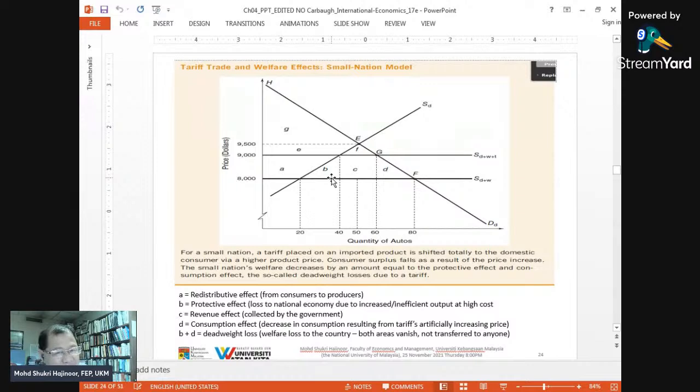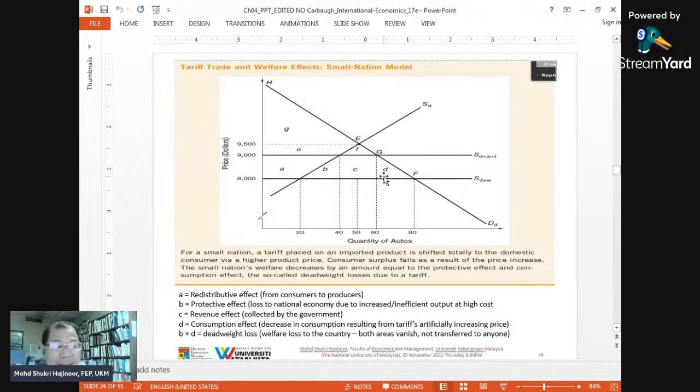You're gonna find out immediately after this. So C is the revenue effect that is collected by the government for the import. Amount of import is 20, from 40 to 60, the import, 20, multiplied by the price increase. The price went up from 8,000 to 9,000, 1,000 ringgit or dollar price, $1,000 here, multiplied by the quantity of imports, 20. So you can calculate the amount of revenue going to the government's pockets. 20 quantities, 20 times 1,000.